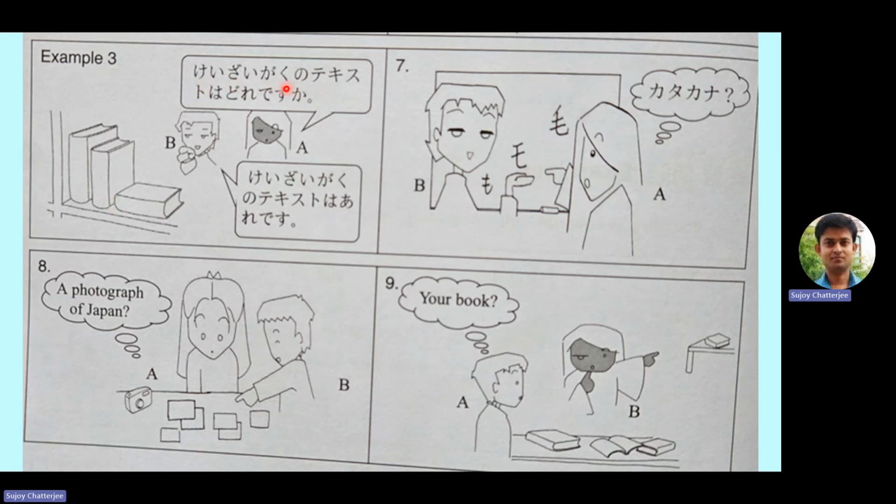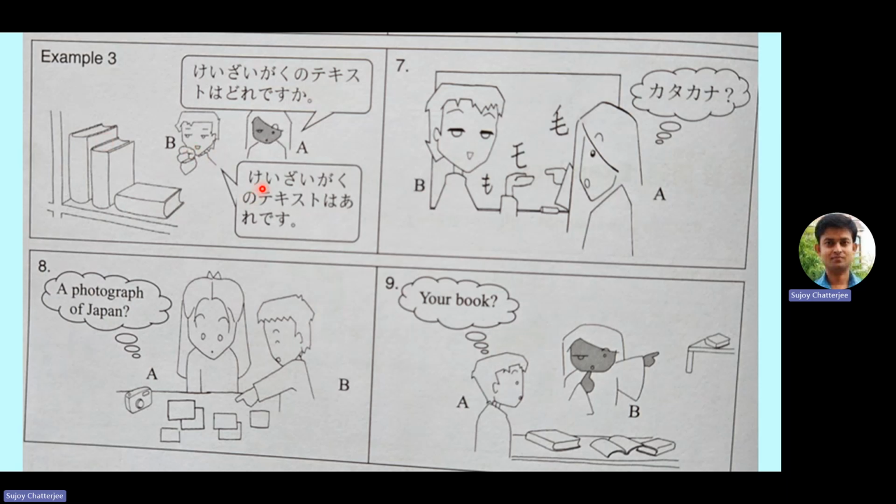Keizai gaku means economics. Keizai gaku no texto means textbook of economics. Wa dore desu ka? Which one? Dore again, which one? So which is the economics textbook? Out of these three books, which one is the economics textbook? Keizai gaku no texto wa dore desu ka?